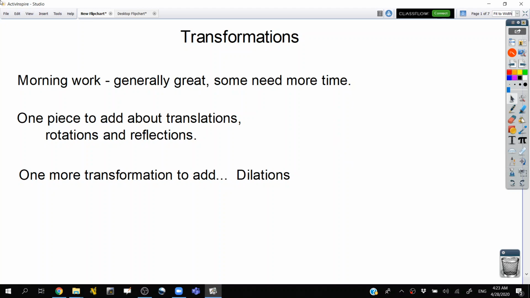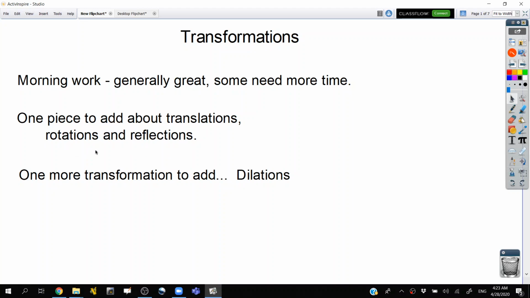And the next step is I have one more piece to add about translations, rotations, and reflections. These are the three transformations you guys already know. Just one more piece to add. It's really about the notation. And then I have one more transformation to add. So we'll have a fourth one, which is dilations. And you will see when we add it why it's saved for last.